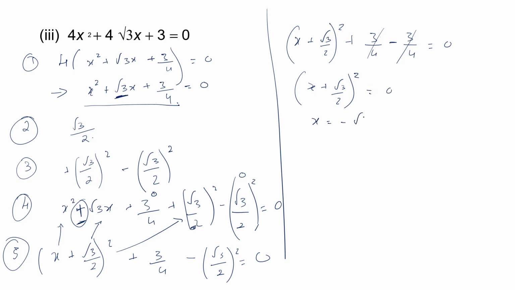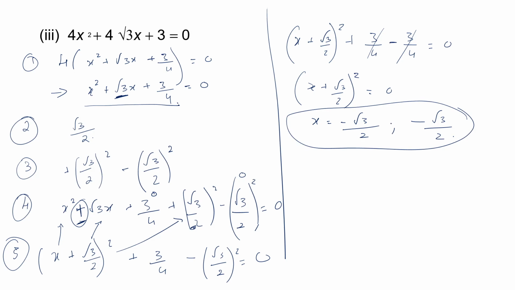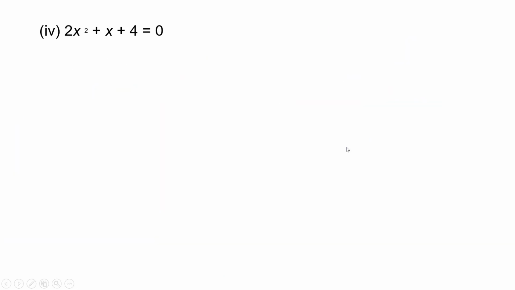x is equal to minus root 3 by 2. So the value is same. Both values will be same, minus root 3 by 2 and minus root 3 by 2. So the next question is 2x square plus x plus 4. Again following the first step, just go only by the steps I told. You will arrive at that. Then after some time you can understand why you are doing it this way.